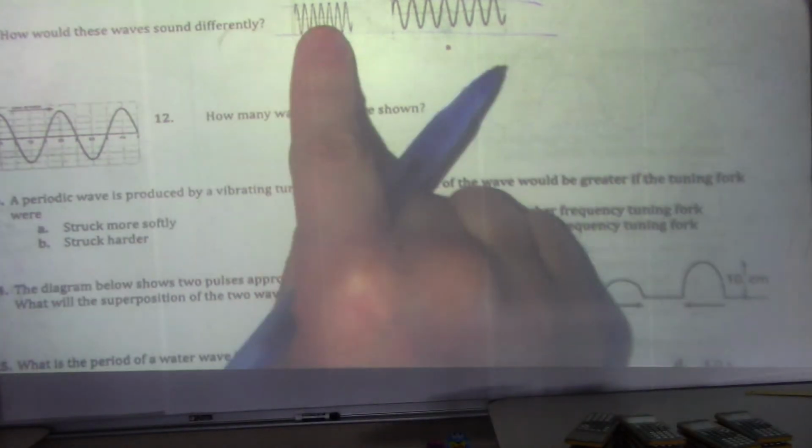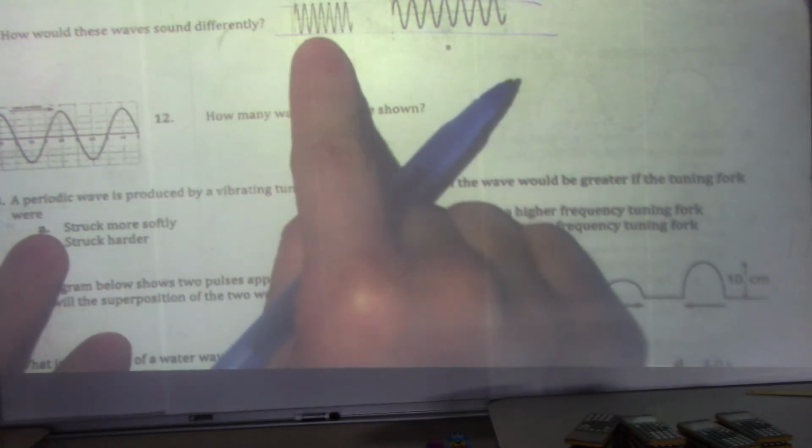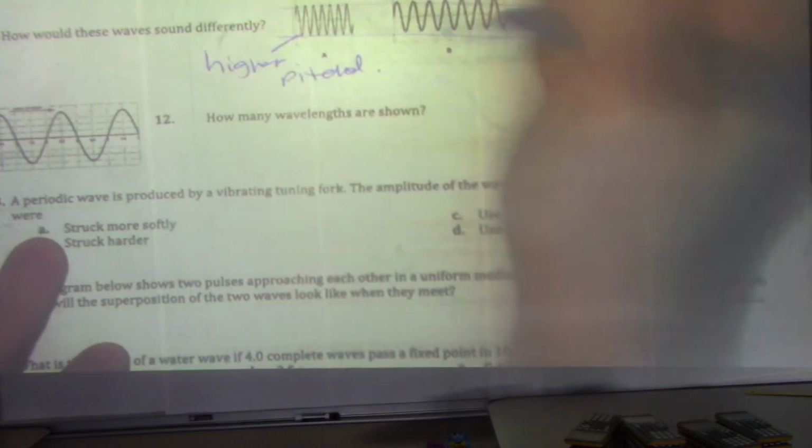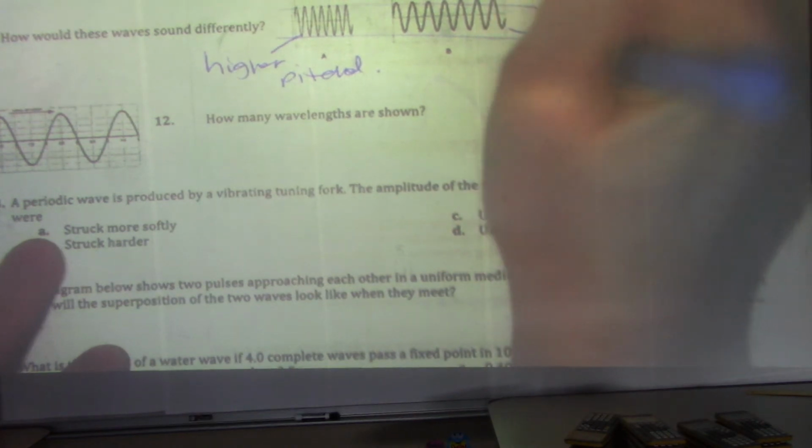Now this one is much more squished together. This one has a higher frequency than this one, so this one will be higher pitched, and that one would be lower pitched. But again, same volume.